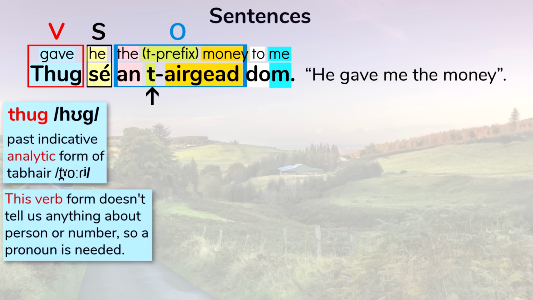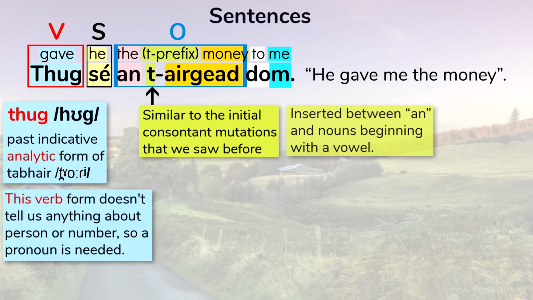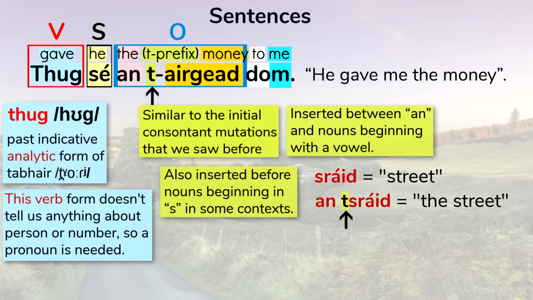Now what's this t doing here? This is similar to the initial consonant mutations that we saw before. It's inserted between the article and nouns beginning with a vowel. It's also inserted before nouns beginning in s in some contexts. For example, sráid, meaning street, and an tsráid, meaning the street. The specifics of when this happens are somewhat complicated, as they are with the mutations that we saw before.